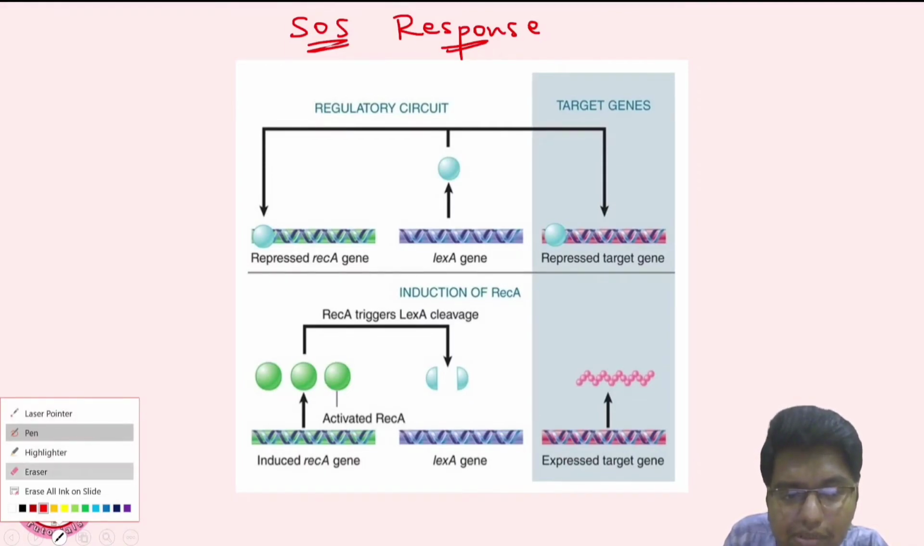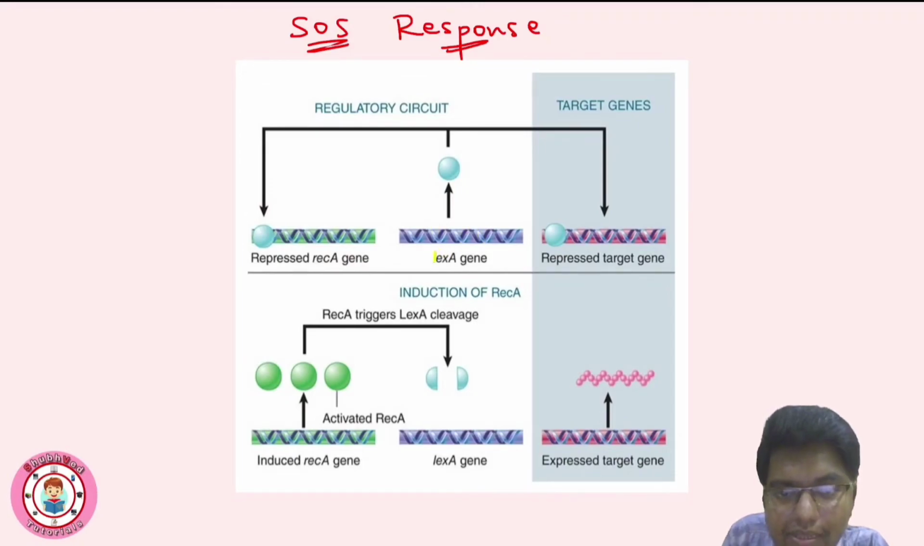So how is this process? See, first of all, this is the resting stage. The LexA gene transcribes the LexA protein. Now this is acting as a repressor here. It represses the RecA gene. So the RecA gene is very important. When there is damage or a lesion, the RecA gene has to be activated. Otherwise it is silent because of this LexA repressor. These are the target genes.